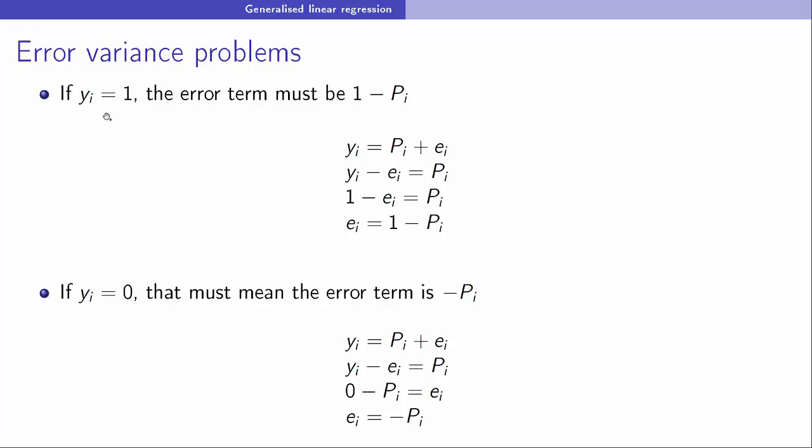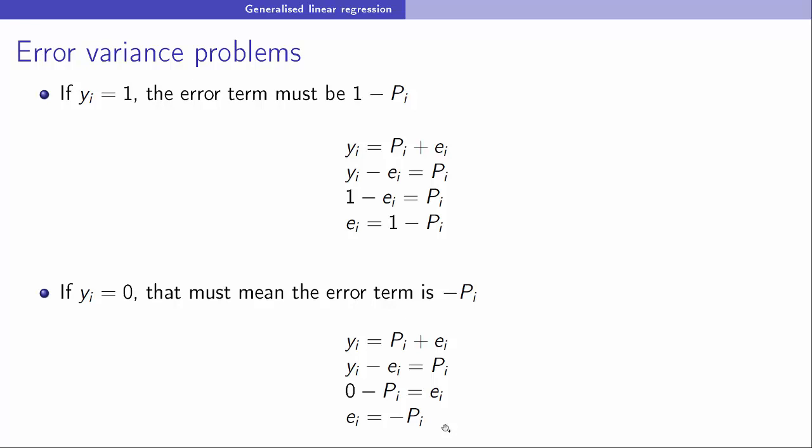So y can either be 1 or 0. All right, so it means the error term must either be 1 minus p or minus p to make this thing balance. Okay, so that doesn't look like a continuous variable. Our error term can only take this value, 1 minus pi, or this one down here. Now that's going to give us heteroscedasticity.